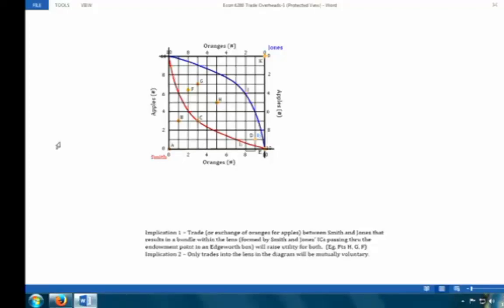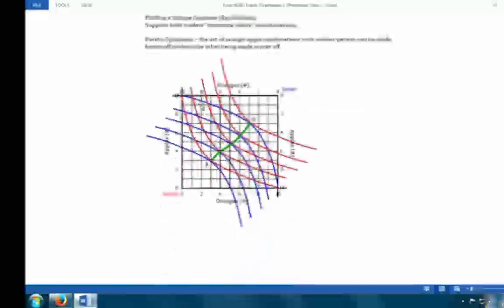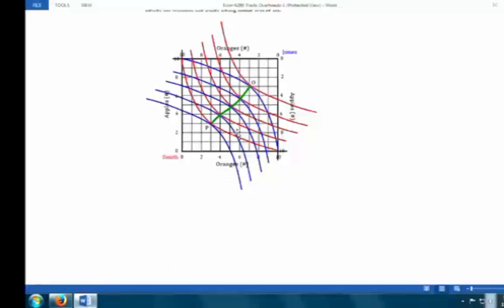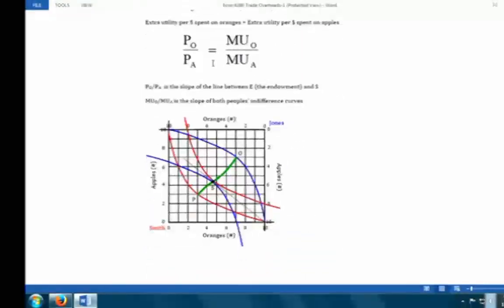Okay, but remember the last thing we did in class last time was talk about the fact that if Smith and Jones wanted to maximize their utility, they would have to satisfy some conditions. They would have to end up trading to a Pareto optimal point along the green line here. And they would have to satisfy the marginal conditions that the terms of trade, PO over PA, would be equal to the marginal rate of substitution. All of this is a complicated story, if you will, to tell how we might get to a final equilibrium point at a point like S in the middle of this.